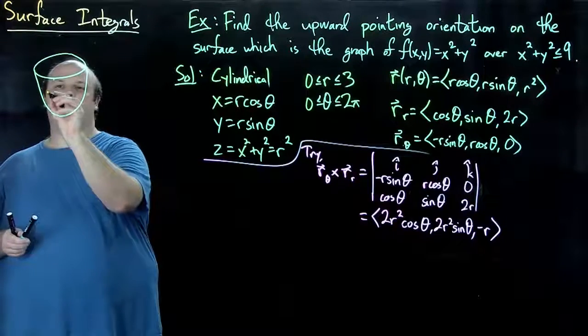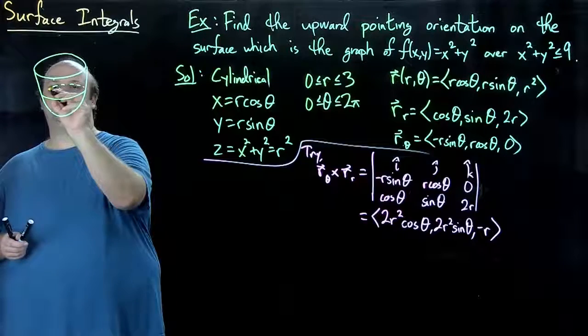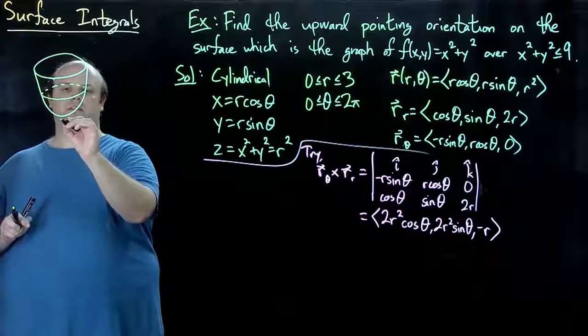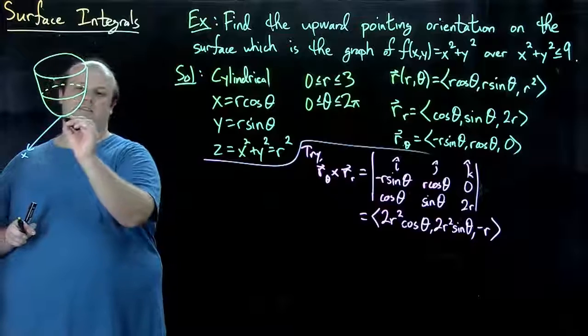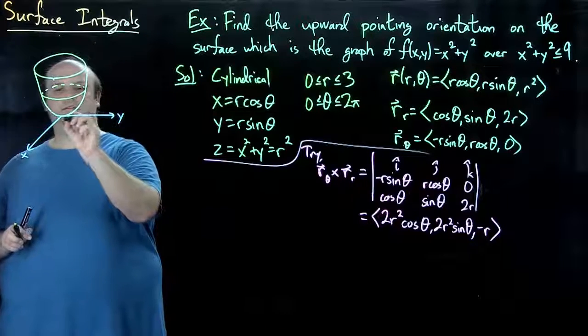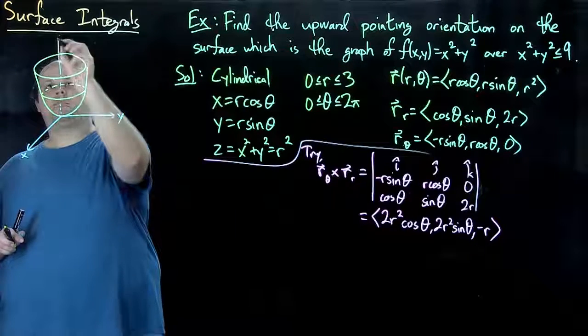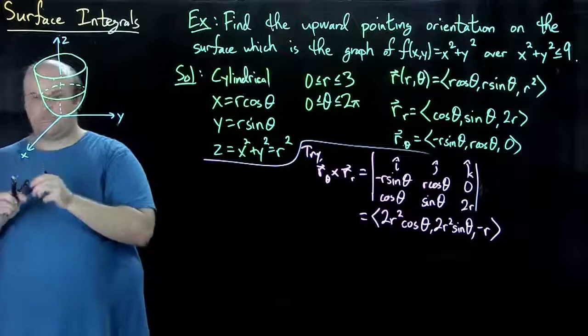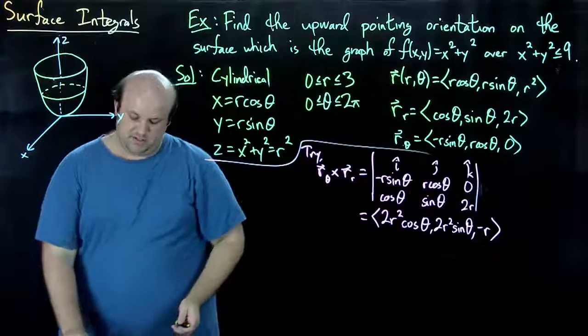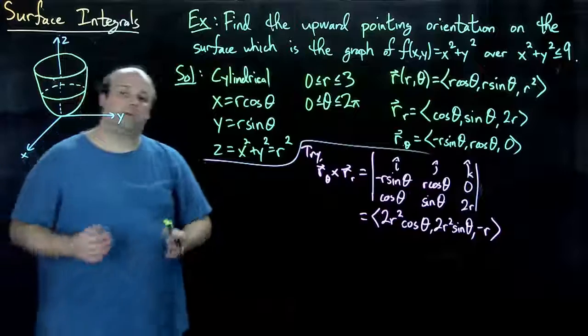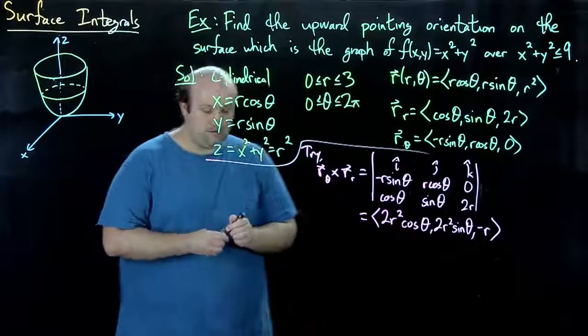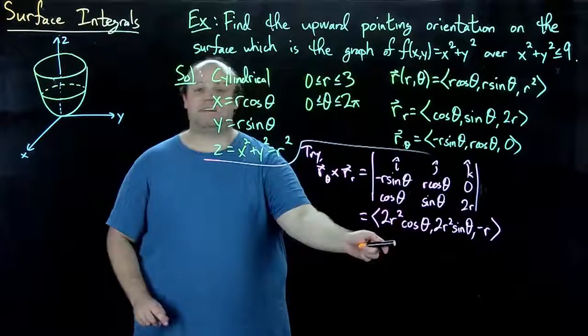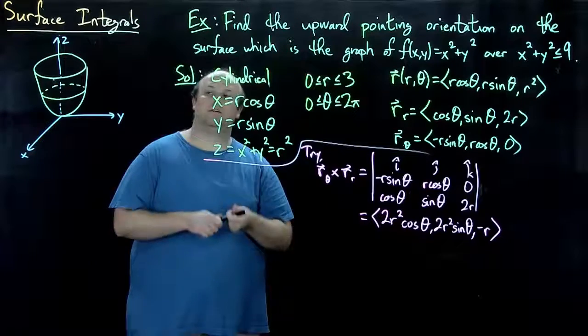Let's put one of these on here to denote some thickness. Right? And then x is going this way, y this way, and z is going up. So it's not so important that we get a very precise sketch here. But what we can do is we test this vector field at a point.